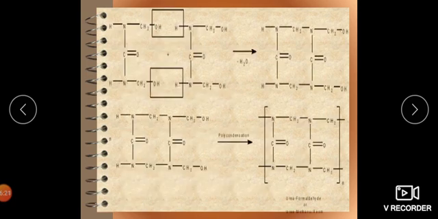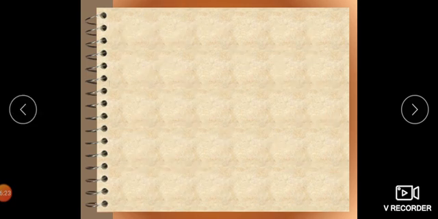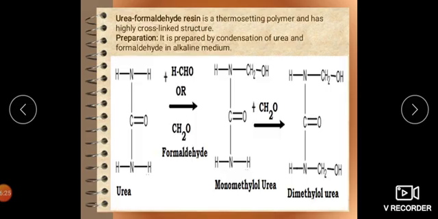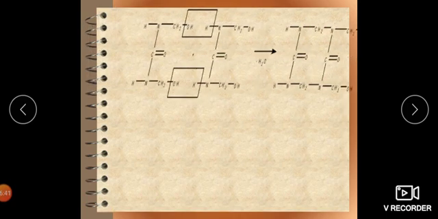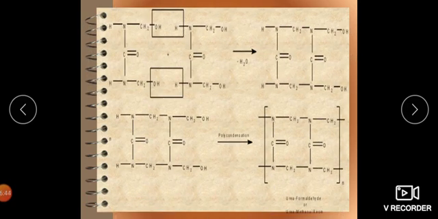In conclusion, we can say urea formaldehyde resins are prepared by polycondensation of urea and formaldehyde in alkaline medium, forming some primary derivatives. The primary derivatives on polycondensation form urea formaldehyde resin, which can be used for industrial and also for some domestic purposes.